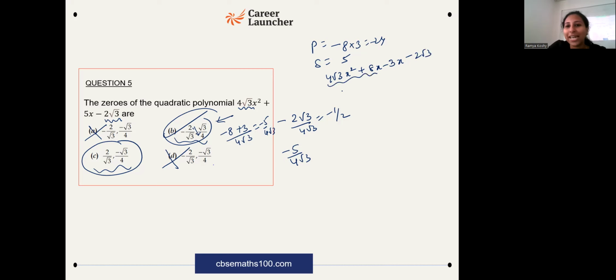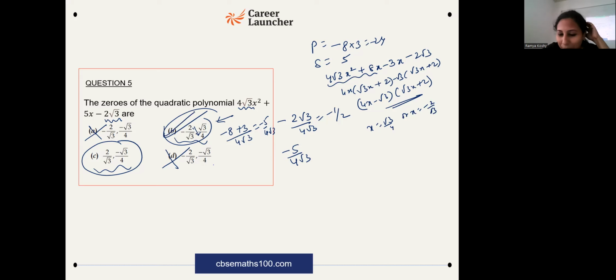Here you will take 4x common out. You will get root 3x plus 2. Here also root 3x plus 2 means you need minus root 3 here. Right? So 4x minus root 3, root 3x plus 2. Writing this step if it's an MCQ is not necessary, right? Because you would already figure it out. So x is equal to root 3 by 4 or x is equal to minus 2 by root 3. Same answer we get. Option B.